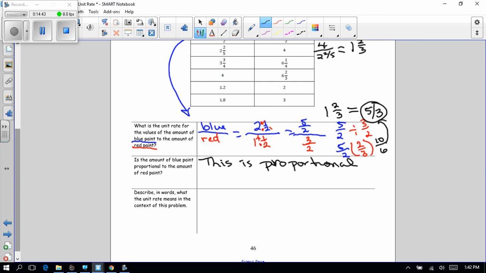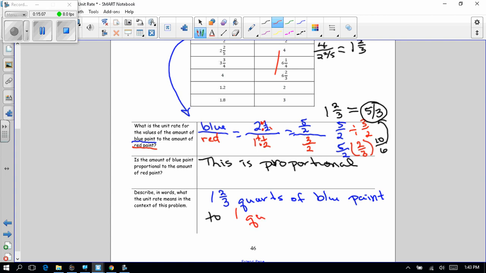All right, describe in words what the unit rate means in the context of this problem. So I've got this 1 2/3, but what does that mean? I'm going to use 1 2/3 quarts of blue paint to 1 quart of red paint. That's what it means in the context of this problem.